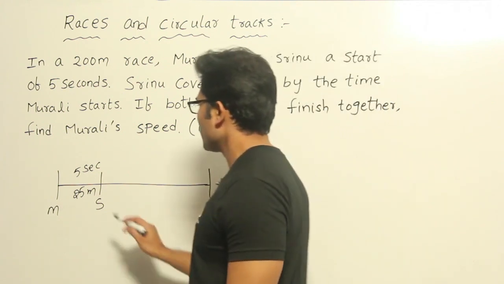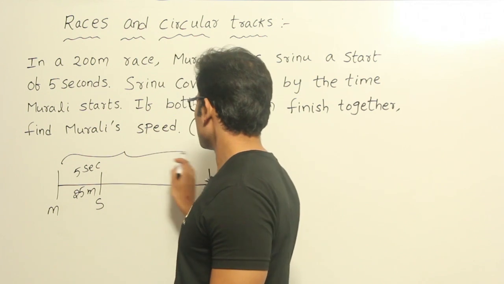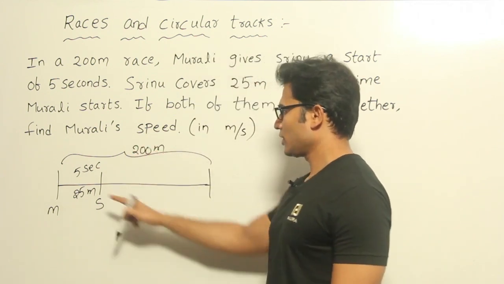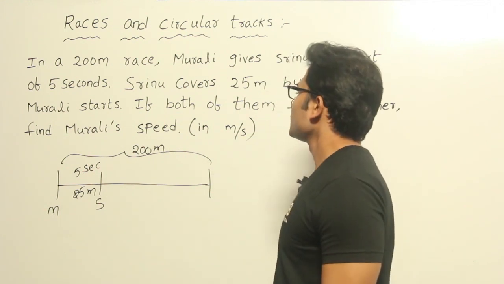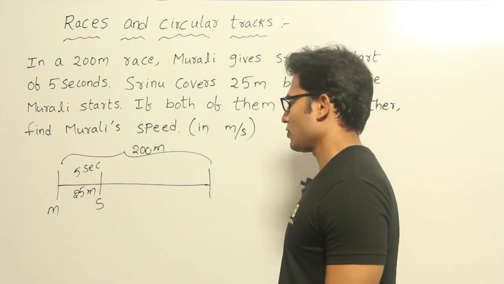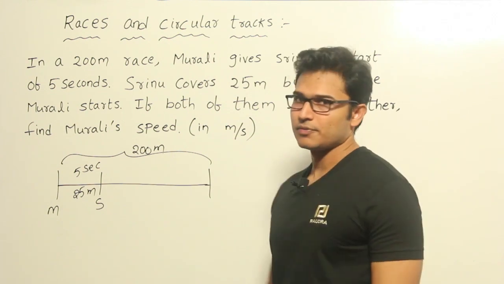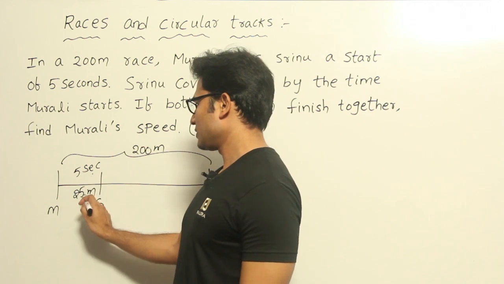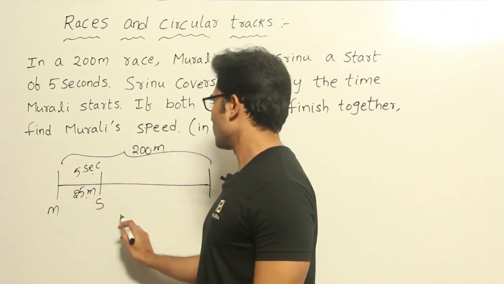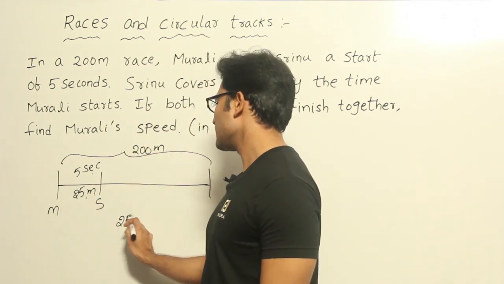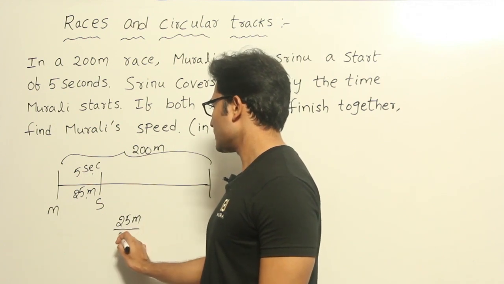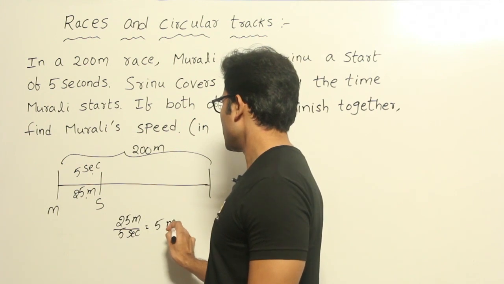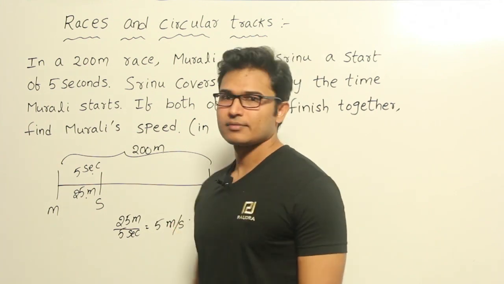So if both of them finish together, find Murali's speed. If both of them are going to finish this 200 meters together, then we are supposed to find out the speed of Murali. So how we could do it is, first you find out the speed of Srinu. In 5 seconds he is able to cover 25 meters, therefore Srinu's speed will be distance divided by time, 25 meters divided by 5 seconds. Now it is going to be 5 meters per second.